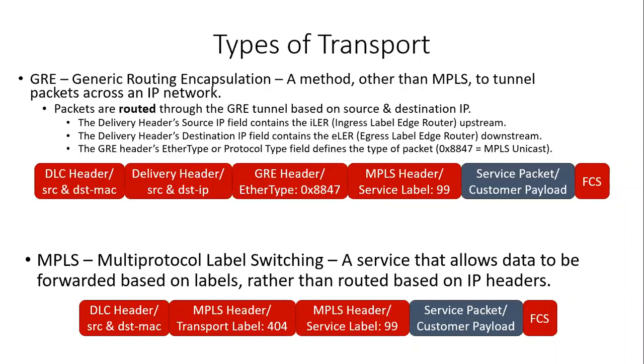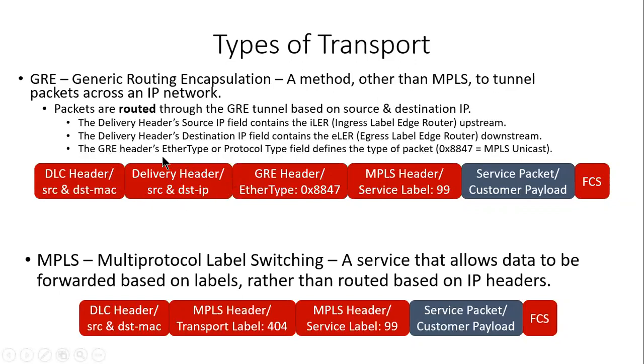Now, I probably should have touched on this in the LDP video, but just so that we're familiar with it, let's go over the types of transport. First, we have GRE, or generic routing encapsulation. This is a method other than MPLS to channel packets across an IP network. So a few important things about GRE tunnels. Packets are routed through the tunnel based on source and destination IP.